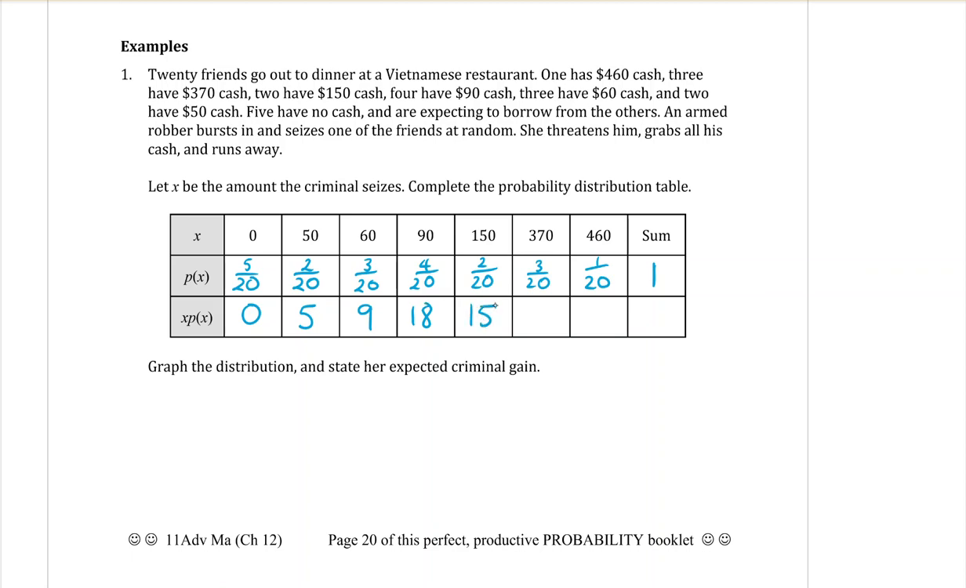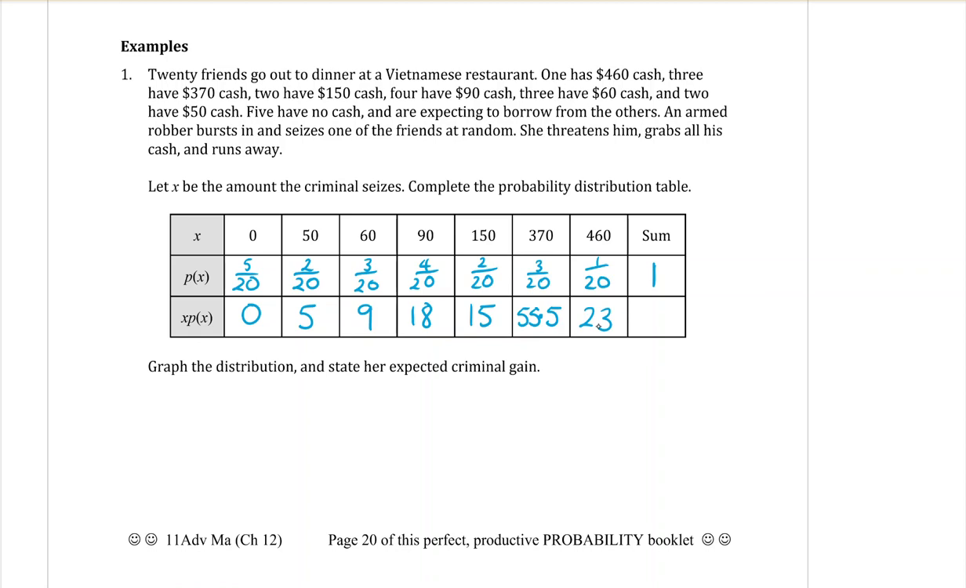Oh no, bro. Yeah, you're right. Oh. 370 times 3 over 20. Oh, I've got this. Let him do it. Oh, no, I don't have it. Oh, sorry. 55 and a half. And 460. Oh. Okay.